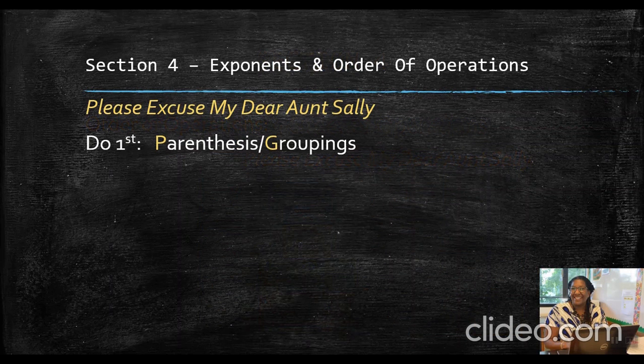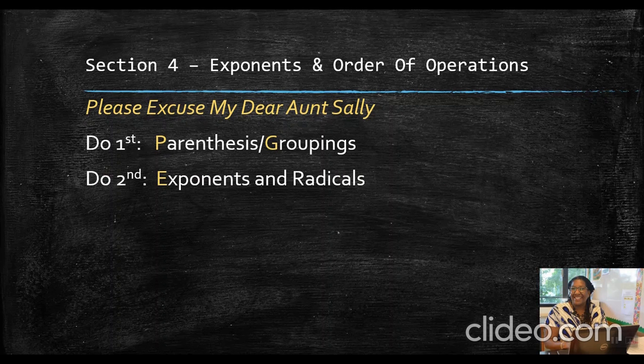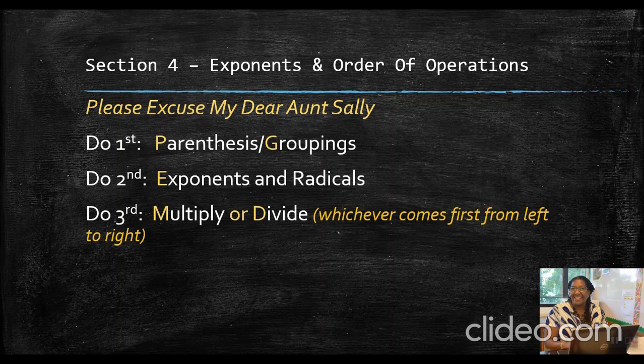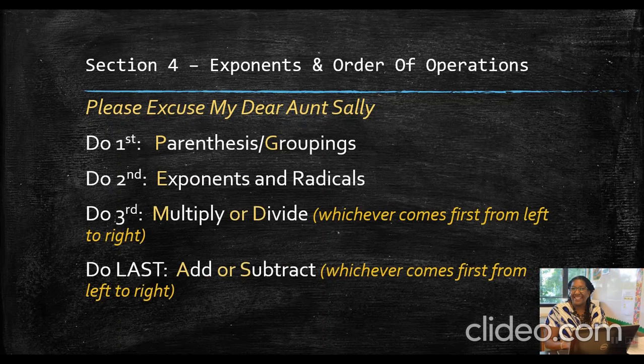So with please excuse my dear Aunt Sally, the first thing you do is parentheses and groupings. That can be brackets or parentheses or whatever. That all is done first. Secondly, you do exponents and/or radicals. Those are second. The third thing you do is multiply or divide, whichever comes first from left to right. So if division comes first, then that is what you do first. And lastly, you add or subtract, again, whichever comes first from left to right.